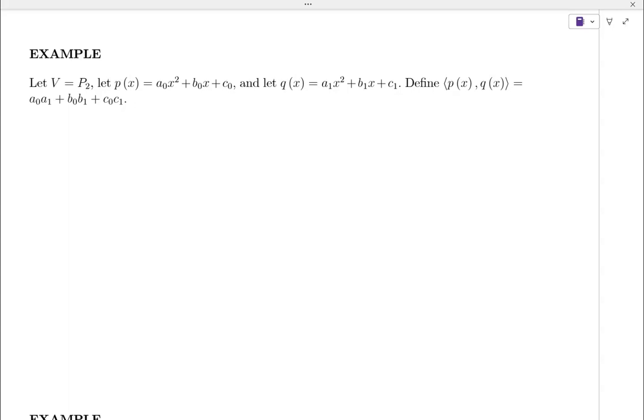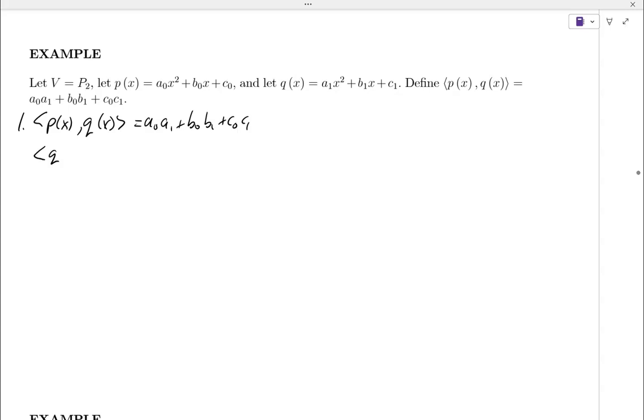Okay? All right. So let's talk about, this is an inner product. So let's show that it really is an inner product. First thing is that we need to show that the inner product is commutative. Well, the inner product of P and Q is defined as the product of your x squared coefficients, x coefficients, and constant terms added together.